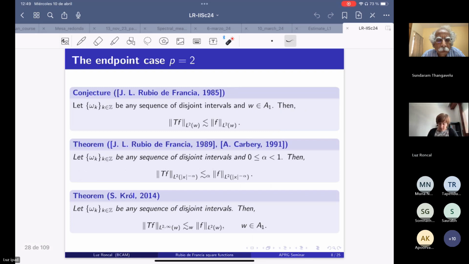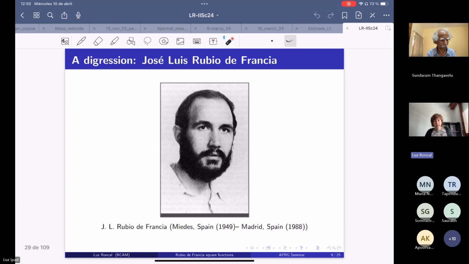So this is maybe the last year in which the most important information was given towards the conjecture, and it was not until 2014 when Sebastian Kroll gave information about the endpoint, saying that okay, what you have is weighted with type. Of course, the strong type is still open, as far as I know.